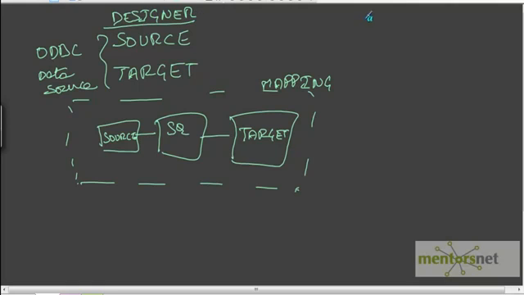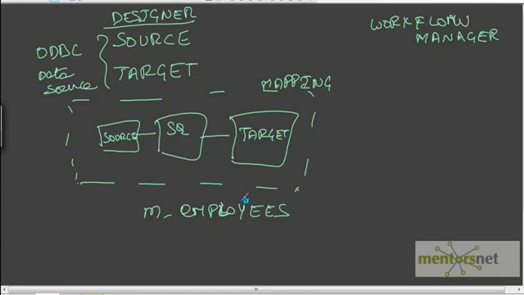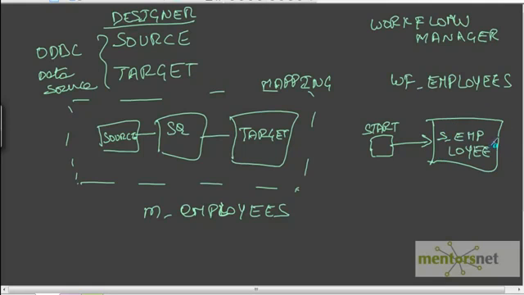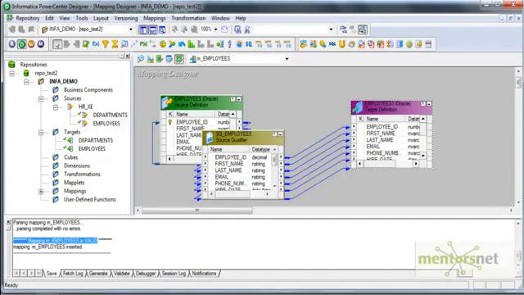Now let's see what is Workflow Manager. Last session I created the m_employees mapping, and now I'm going to create a workflow called wf_employees, which will start with the start button and connect to a session called s_employees. This session will call this mapping, and we can specify the source and target connections in the session. When we start this workflow, this session will run and load the data from the HR schema to the target schema. So this is where we were in the last session.